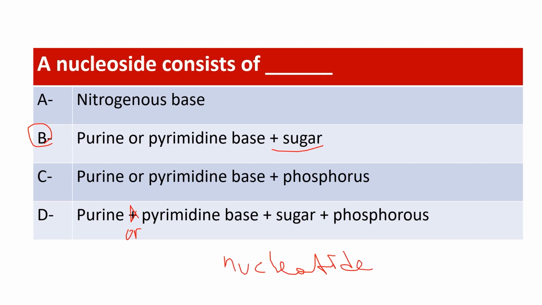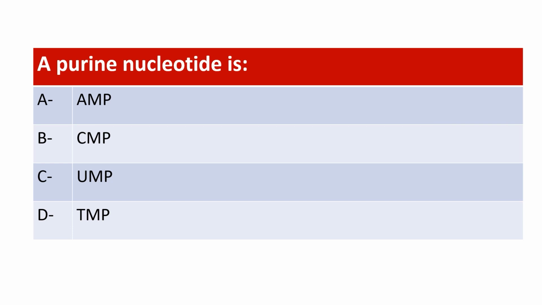What are the purine bases? Adenine and guanine. The pyrimidines are thymine, cytosine, and uracil. A purine nucleotide, look at the options: AMP, CMP, UMP, and TMP. All are monophosphates, all purine or pyrimidine bases. They are the nucleotides. This is the common feature of all options. But we are looking for the one carrying purine instead of pyrimidine. And the answer is A, because the A refers to adenine. It's a purine nucleotide. The rest, cytosine, uracil, and thymine, are pyrimidine nucleotides.